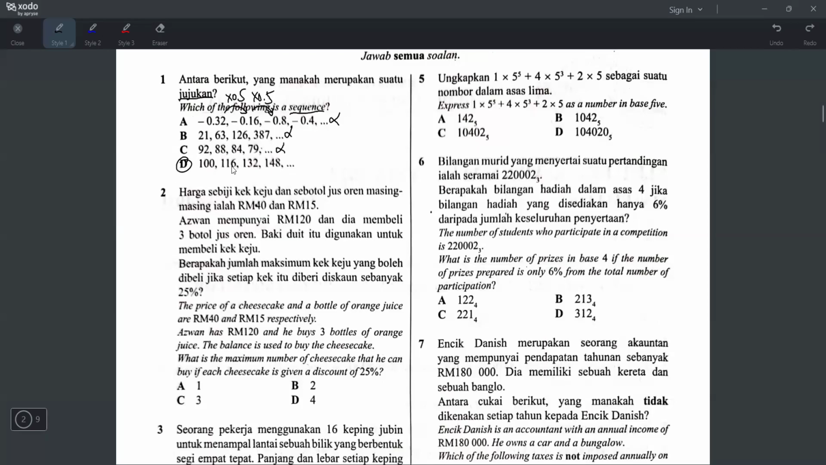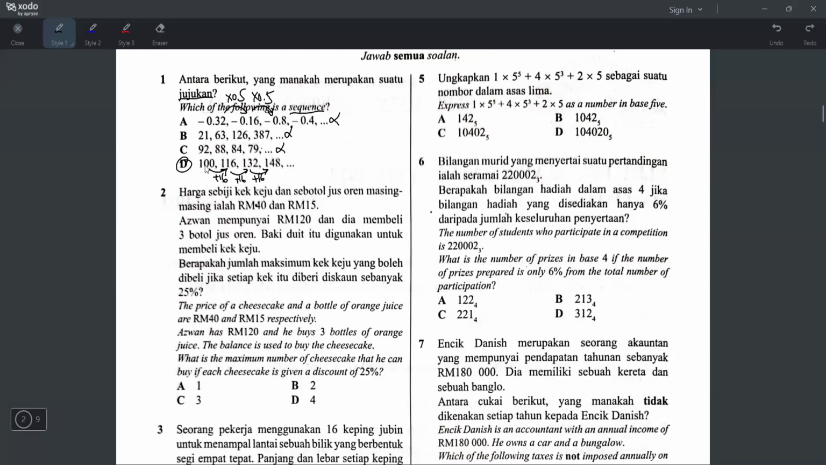So 100, 116, 132, 148. So the number getting bigger. So I think I have to tambah with something or maybe darab with something. So let's try with tambah. So 100 plus berapa dapat 116? Plus 16, right? And if you take 116 plus 16, you get 132. And 132 plus 16, memang you dapat 148 also. Right? So it means D is the sequence lah.